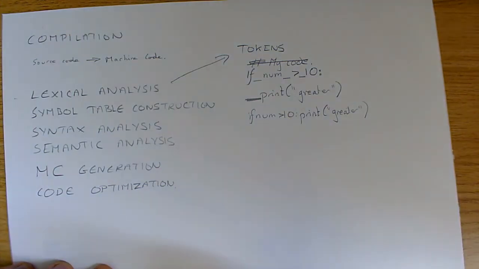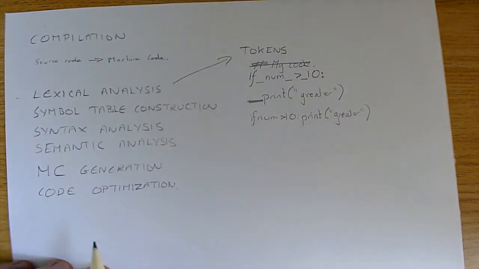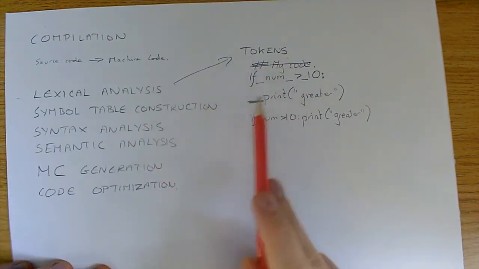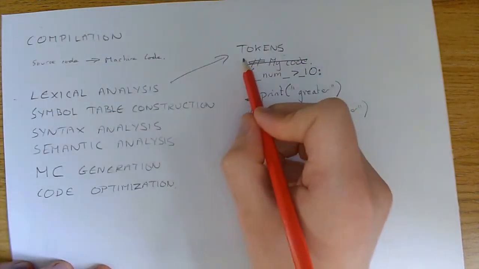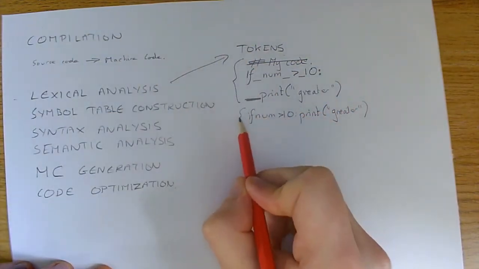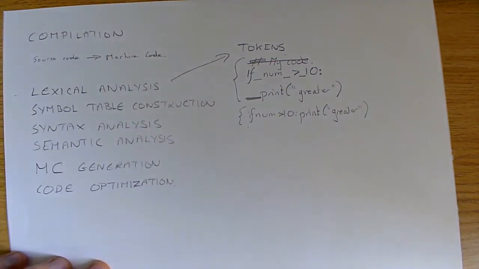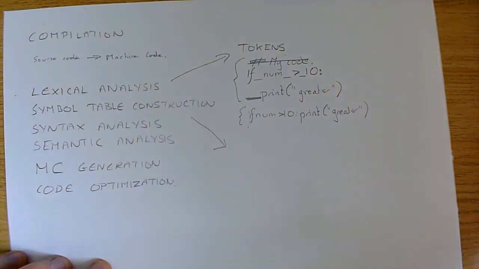Okay? Now, as I say, you don't need to know what tokens are for your exam, strictly speaking, but we'll cover that in another video. All you need to know at this point with lexical analysis is it turns your code into tokens and gets rid of any white space or comments from your code. So what I've done is I've turned this into this. Okay? Now, we move on to symbol table construction.